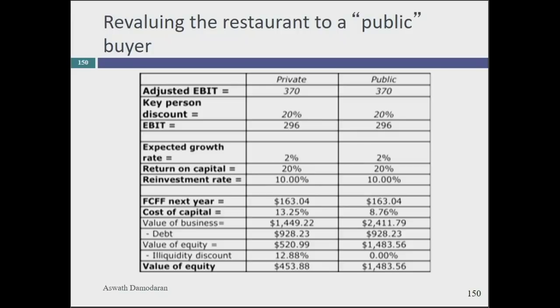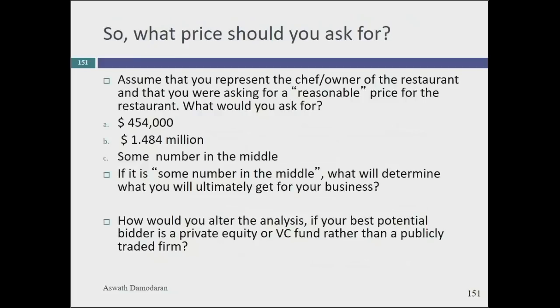Both sides walk away from the table thinking they've got a win, right? Because you as a private business owner are being offered 30 or 50% more than what anybody was paying for businesses like yours, so I got a gain there. And I pay you less than what this business is worth from a publicly traded investor's perspective. So when you think about bargaining, you're the owner of the restaurant, and you have two values: about $454,000 if you value it private to private, $1.484 million if you value it publicly.